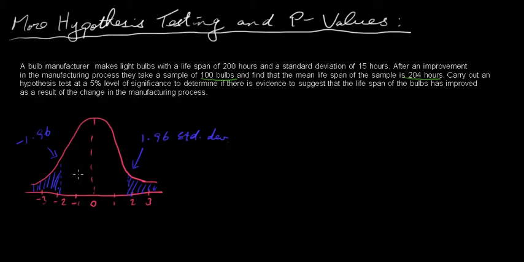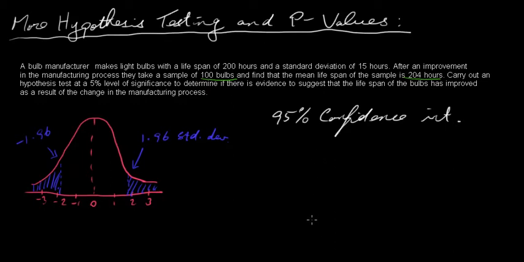Within this region, we're going to fail to reject our null hypothesis. And if our z values appear here or here, we're going to reject the null hypothesis. These two blue regions are called the critical regions, and they depend on the confidence interval that you require. In our particular course, we're going to look at a 95% confidence interval.